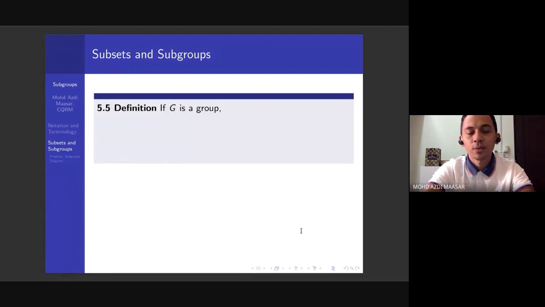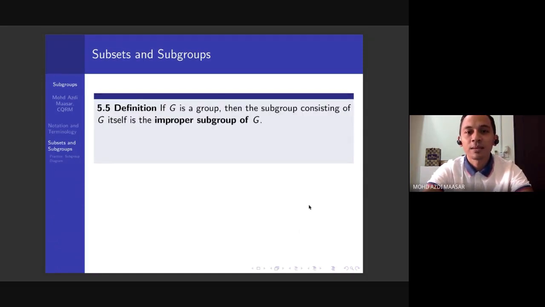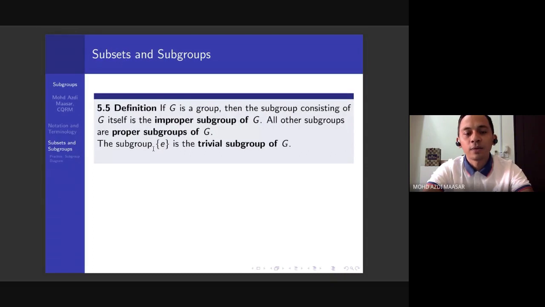Okay, because of those reasons just now, we want to categorize our subgroups a little bit further. So we consider a group G again. Then the subgroup consisting of G itself is what we call an improper subgroup of G, the first one just now. All other subgroups other than G itself are what we call proper subgroups. Furthermore, the subgroup containing the identity element only, just now, is what we call the trivial subgroup of G, and then the rest are non-trivial.